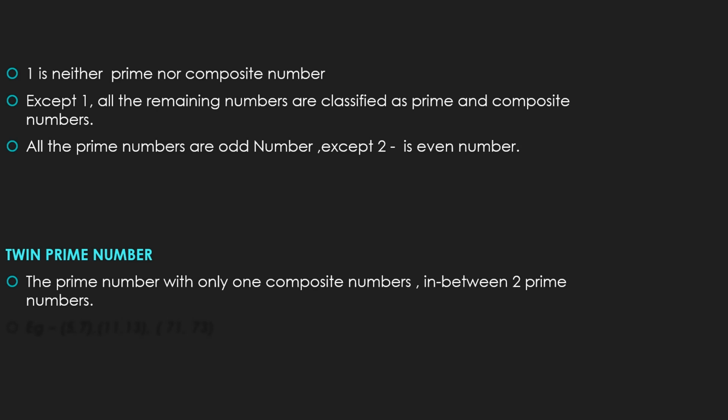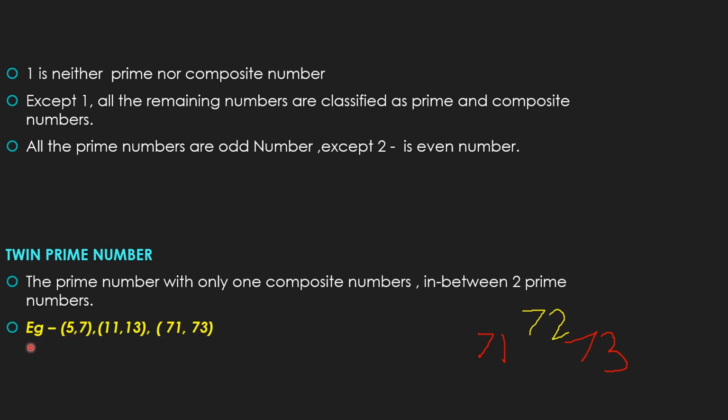So 71 and 73, sorry, my handwriting will be a little messy, please adjust. 71 and 73, the composite number in between is 72. So 71 and 73 are prime numbers and 72 is a composite number. So this is called a twin prime number.